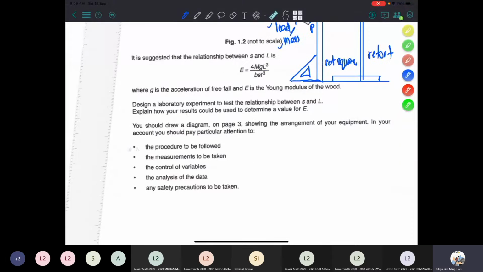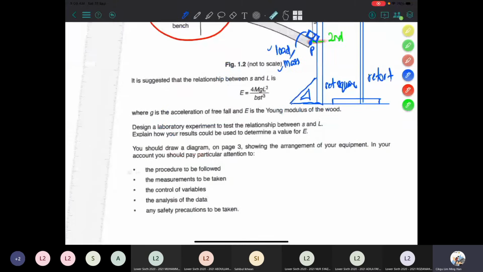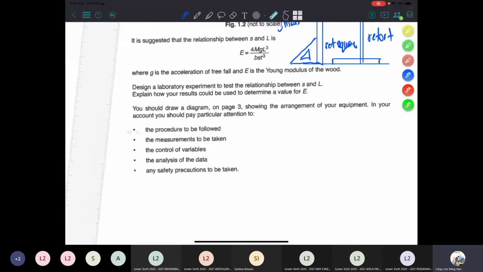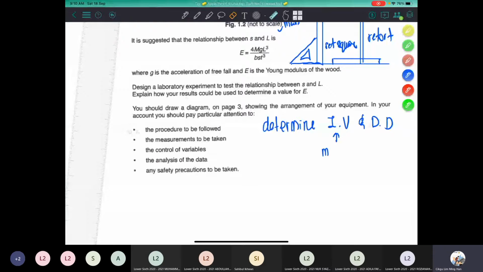The next thing I want to talk to you about is this one. I'm very surprised that some of you are unable to determine the independent variable and the dependent variable. The independent variable is something that you independently vary.